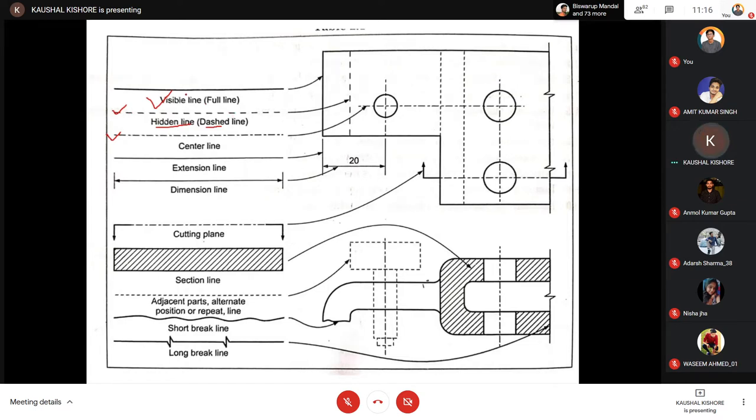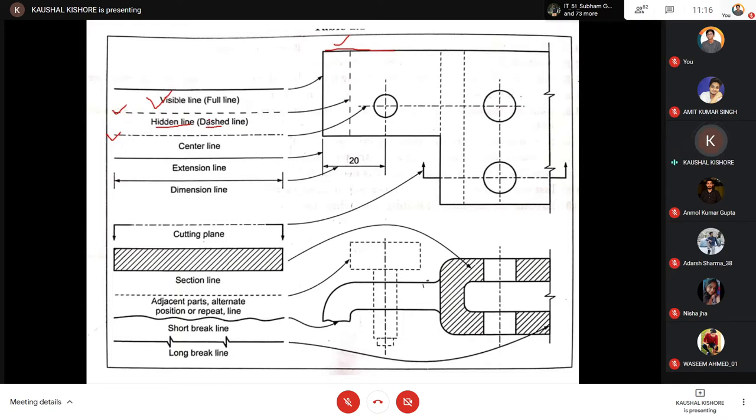Okay, visible line is a full thick line, a continuous thick line. Then after, the extension line. So you can see the visible line. You can see this is the border line. And border line, you have to draw in the form of thick line.